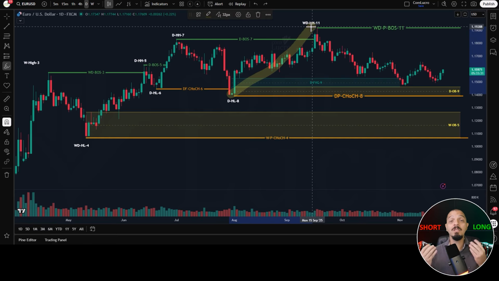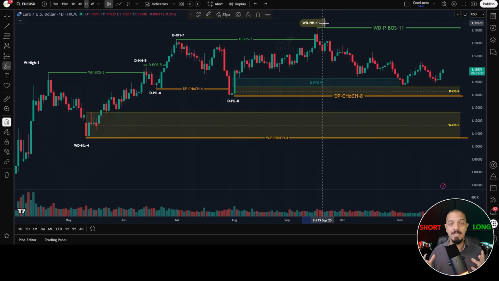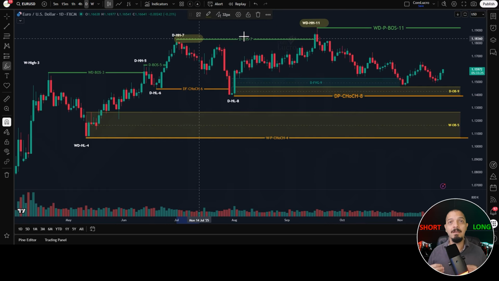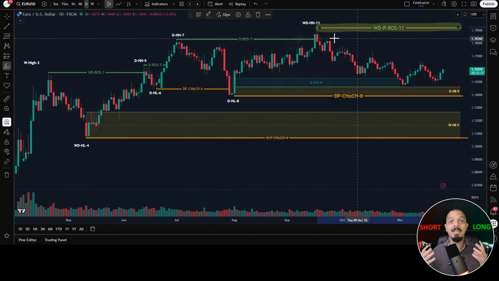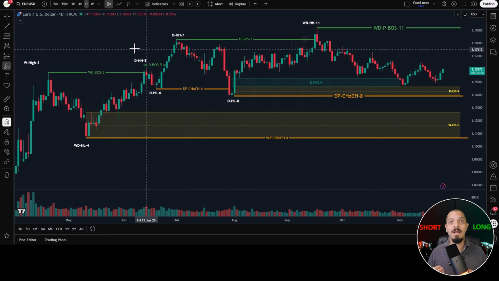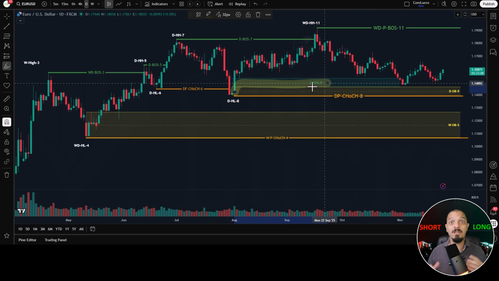This final leg reaches all the way up to weekly daily higher high 11, breaking through daily break of structure 7 in the process. With this break, the market marks a possible weekly daily projected break of structure 11 inside the broader uptrend. During this last push, price leaves behind a daily fair value gap 9 and a daily order block 9, which both become important reference points for future reactions.